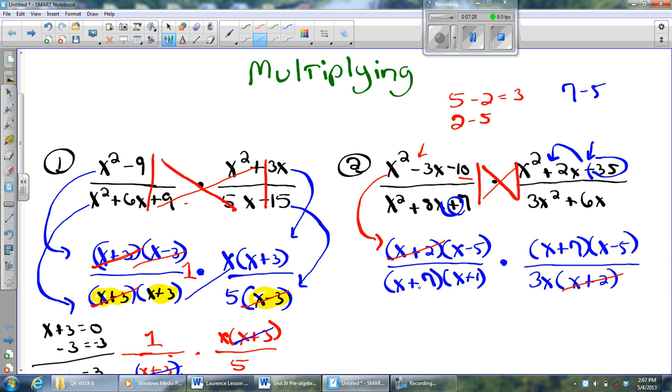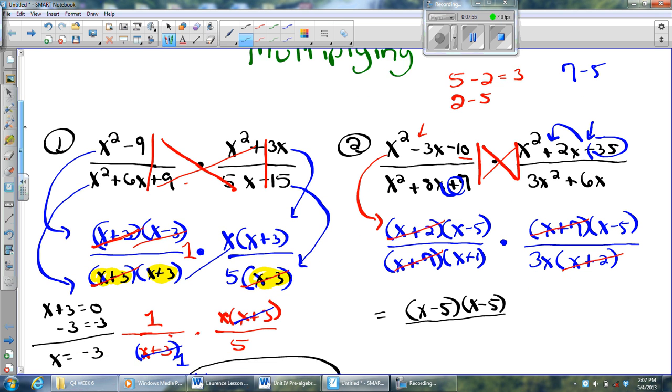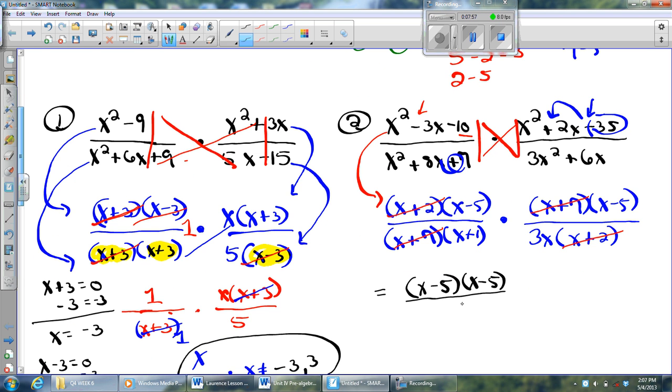Now I'm going to check this way. I've got the number 7 more than x and 1 more than x. And here I have 7 more than x and 5 less than x. Okay. Well, my numerator, there's nothing left to cancel. My numerator is going to end up being x minus 5 times x minus 5. I could FOIL that, but I'm not going to. I'm going to leave it in factored form because it'll be easier for the reader to know that it's simplified. My denominator is going to be a 3x times the quantity of x plus 1.